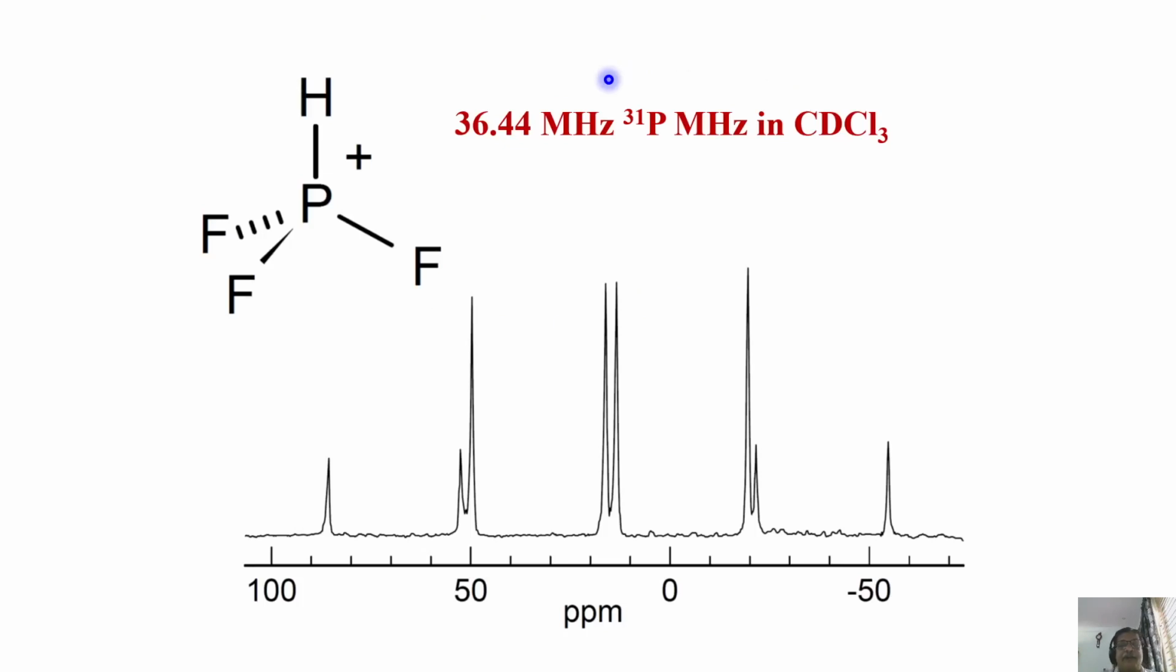Now let us look at the P31 spectrum of this molecule. What type of spectrum do we expect here? Look at the spectrum and we will try to understand. First thing, all three fluorines are equivalent. That will split phosphorus into a quartet. Remember, it is split into a quartet. And then this phosphorus is also split by the proton. What will happen when it splits? It splits each quartet into a doublet.